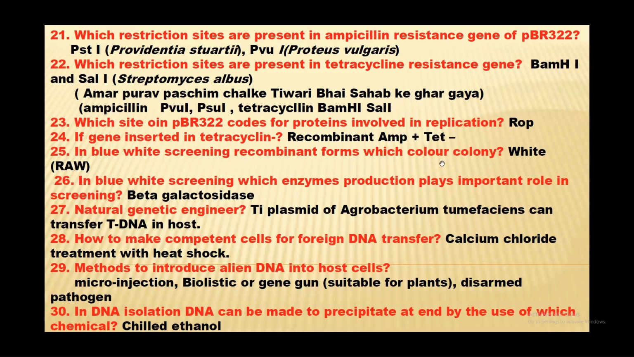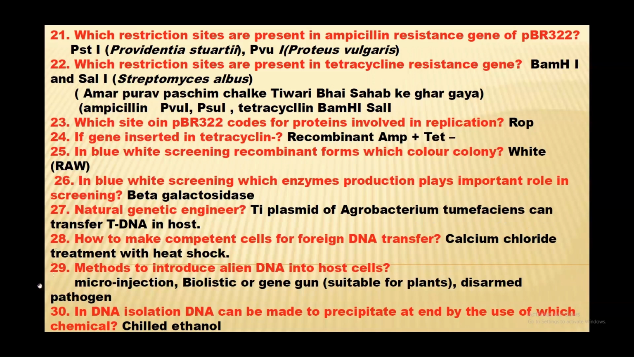Which color forms the colonies? White color. In blue-white screening, which enzyme production plays an important role in screening? Beta-galactosidase. What is the name of the enzyme? Beta-galactosidase enzyme production plays an important role in screening. The next, 27th one: natural genetic engineer. The Ti plasmid of Agrobacterium tumefaciens can transfer T-DNA into the host. So it is a natural genetic engineer.